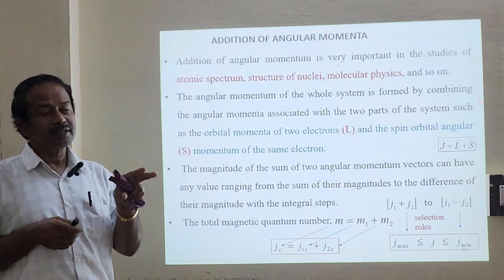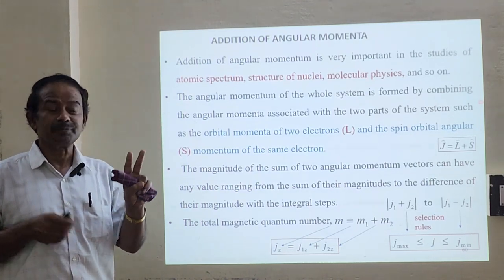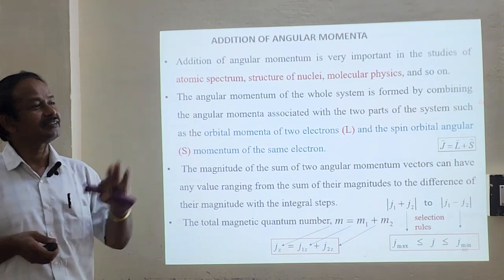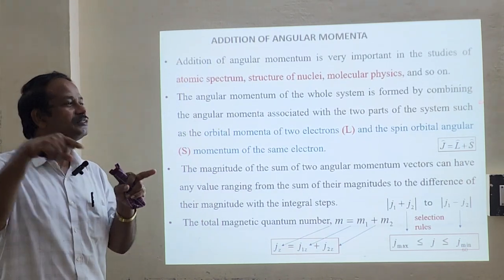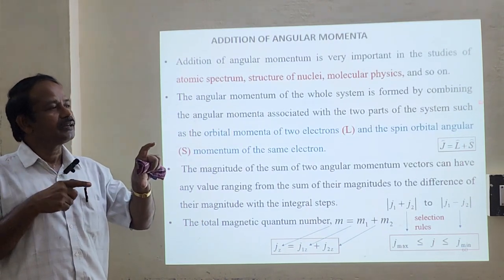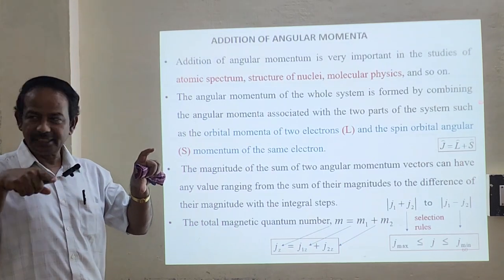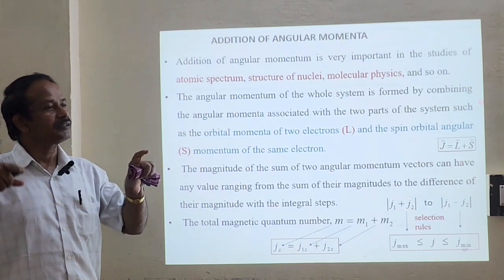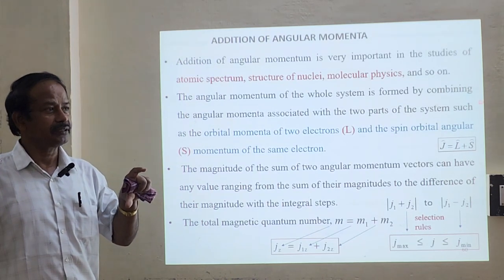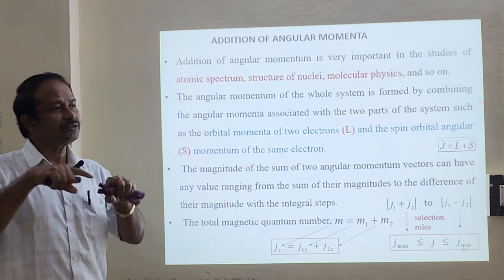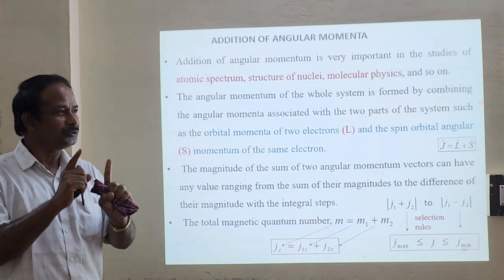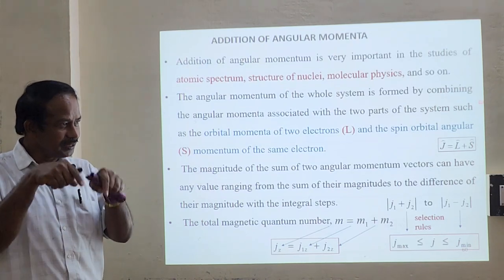This is not only applicable for two electrons, but for many electrons. Suppose we consider three electrons, J1, J2, J3. J1 stands for the angular momentum of the first electron, J2 for the second electron, and J3 for the third electron. Suppose we are going to add these three. The procedure is, first you add two, J1 and J2. The resultant will be J12.